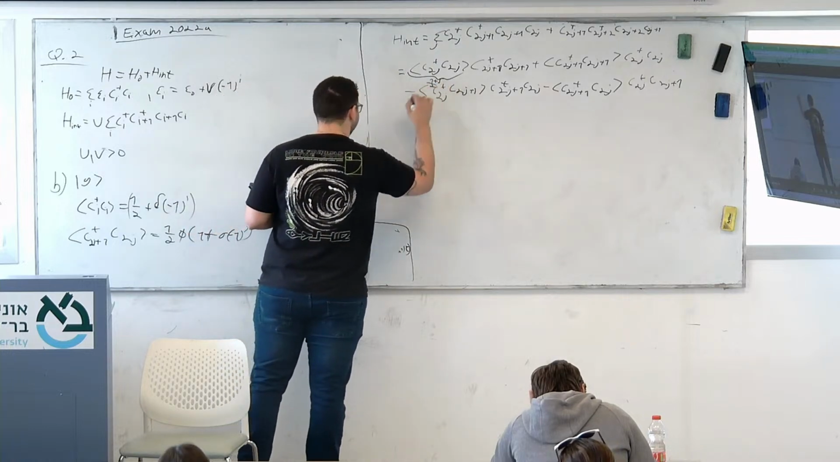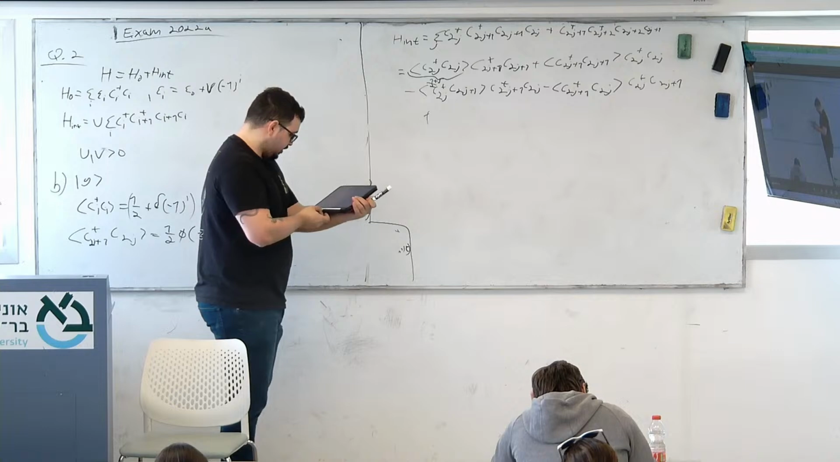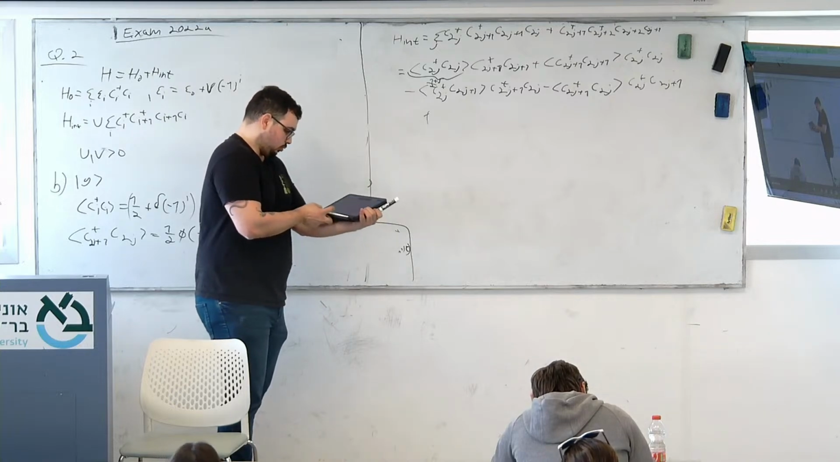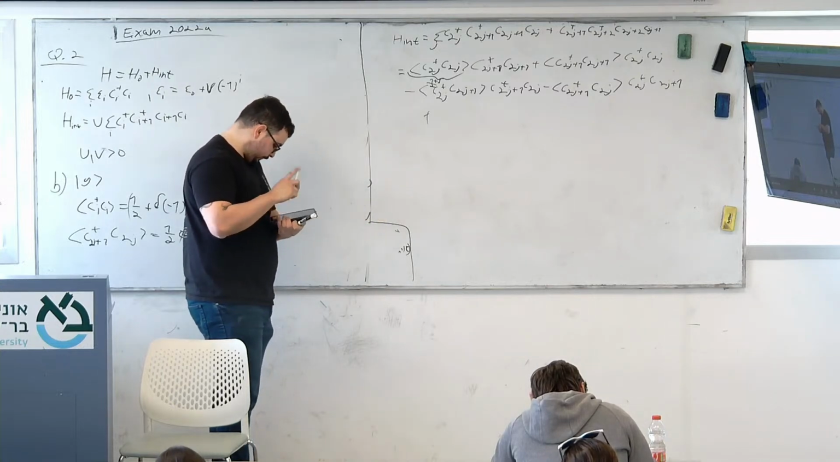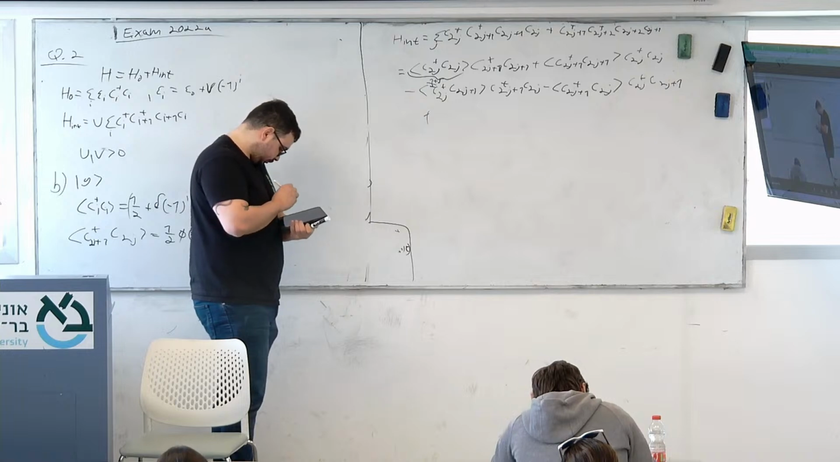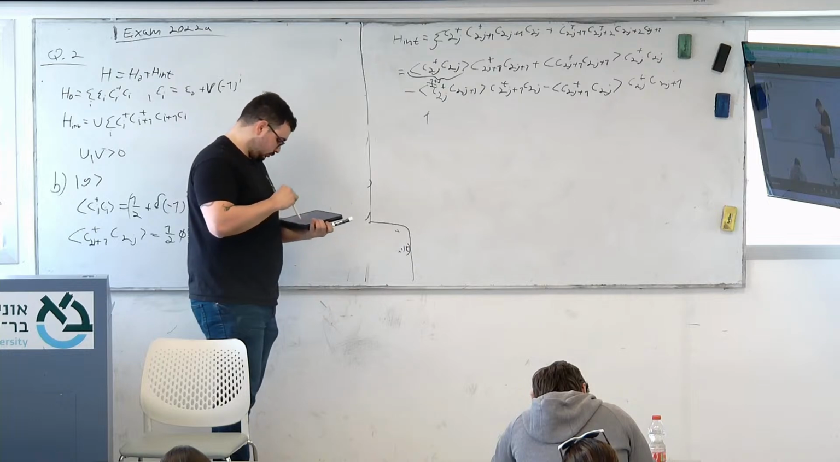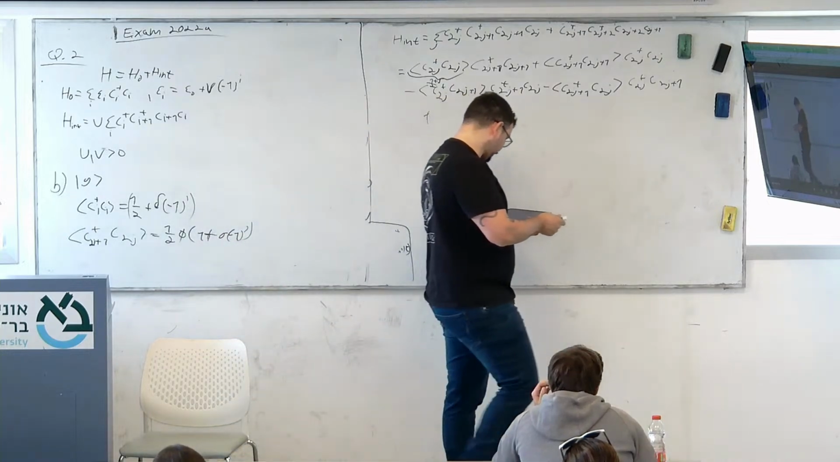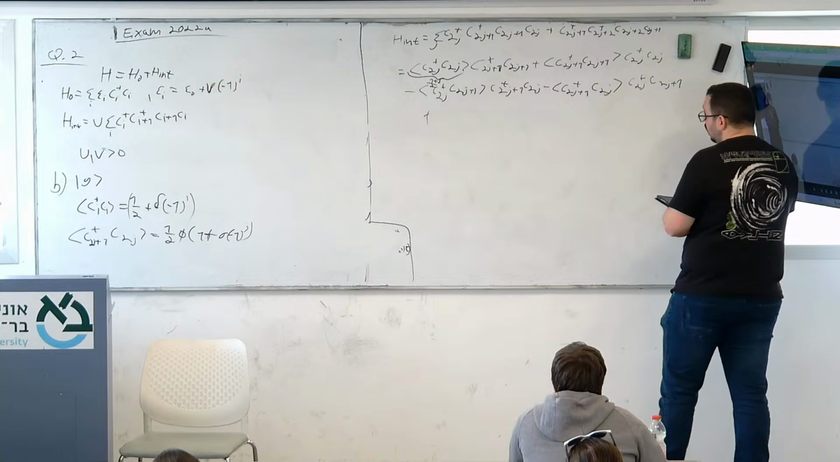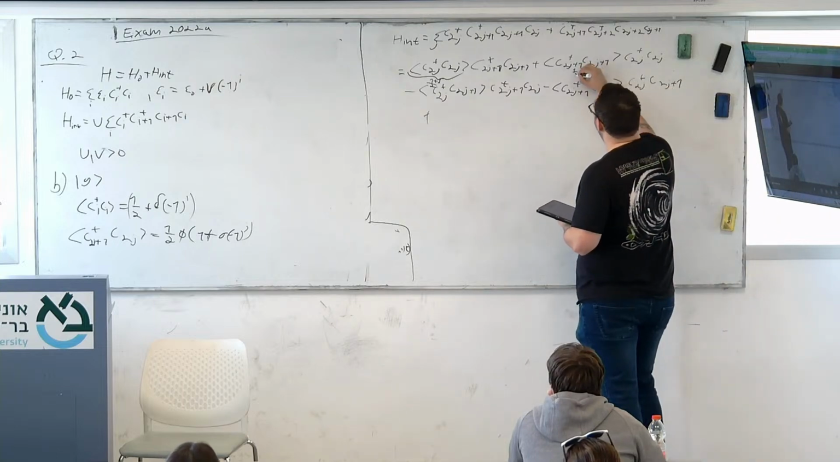Right. I found another mistake in my notes. Cool. Very cool. Right? This one is 1 over half minus delta.